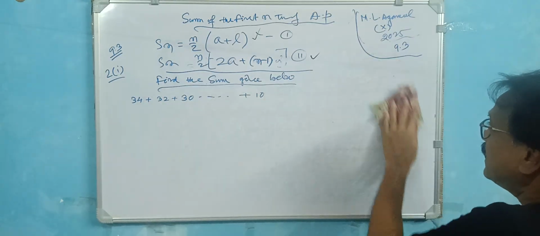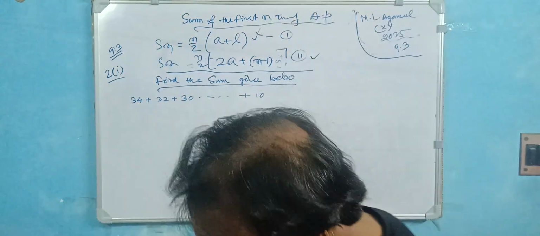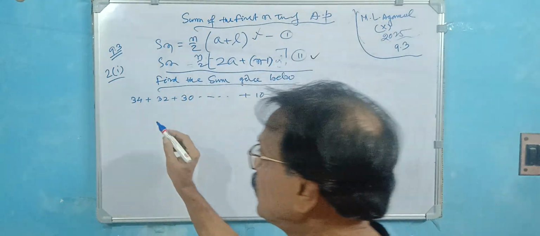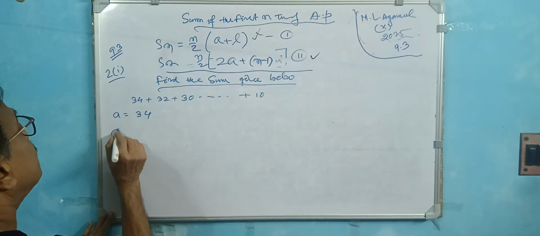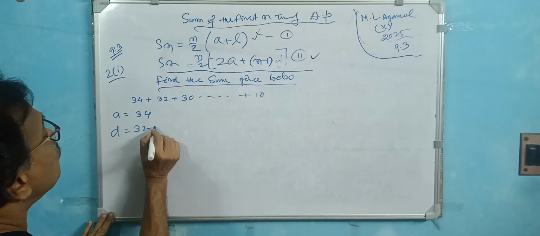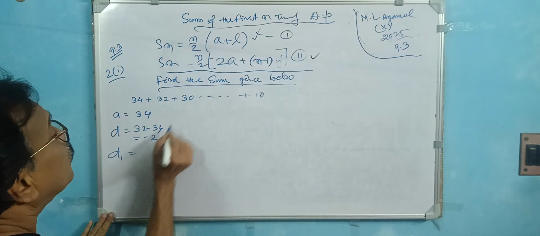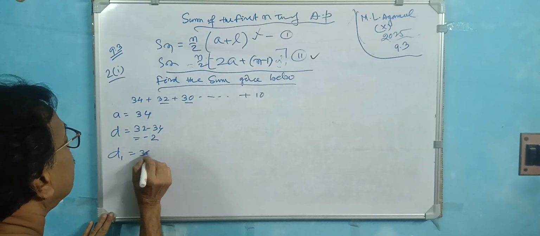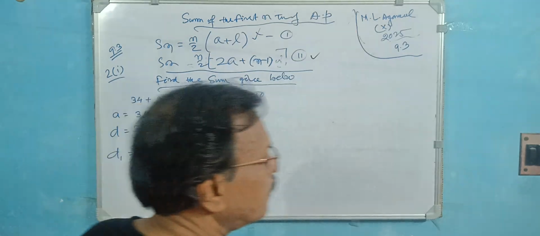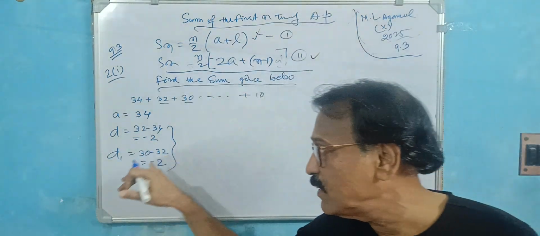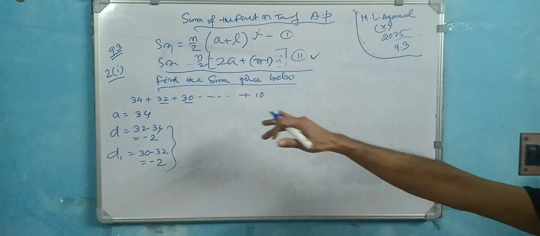You just see whether these are an AP series or not. This is a very important thing. Check if it is in an AP. If this is the first term, a is 34. What is the common difference d? d is 32 minus 34, so this is minus 2. Also d is 30 minus 32, which is also minus 2. Yes, this is an AP because the common differences are the same.